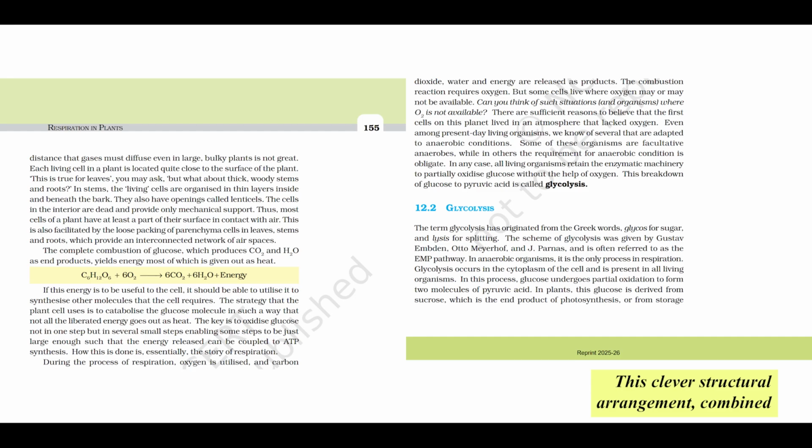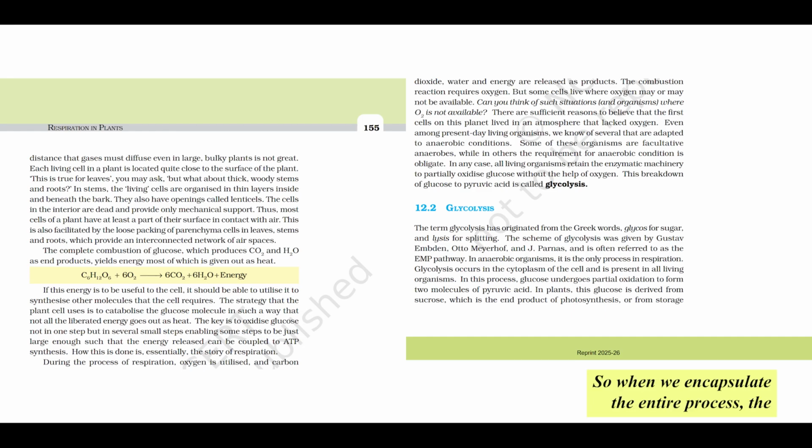This clever structural arrangement, combined with the loose packing of parenchyma cells, which are found throughout leaves, stems, and roots, creates an interconnected network of internal air spaces throughout the plant body. This ensures that the vast majority of living cells in a plant have at least a part of their surface in direct contact with air, allowing for surprisingly efficient diffusion of gases over short distances.